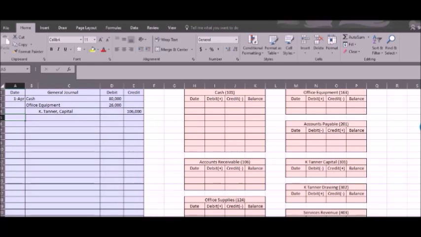So let's just take a peek at that for a minute, right? He contributed to the business and assets go up and equity goes up, right? Assets, this time two assets go up. Cash goes up with the debit and office equipment goes up with the debit. K Tanner capital goes up with a credit. So two debits, one credit, but we still follow the rules of debits equaling credits. We're just going to continue and journalize transactions for a while here, and then in a little bit we'll go post and we'll look at how that works.